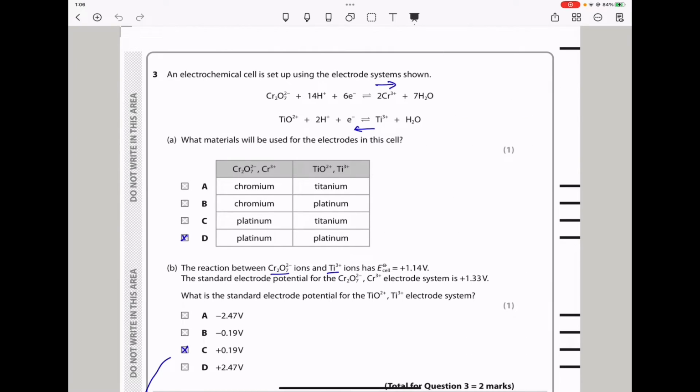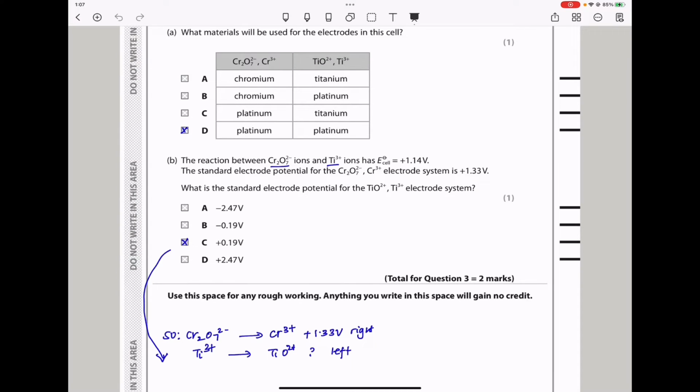In question 3, an electrochemical cell is set up using the electrode system shown. They say what materials will be used for the electrodes in this cell. Now here we have 2 ions of chromium, and here we have 2 ions of titanium, so we need to use platinum for both. So the answer here should be a D.